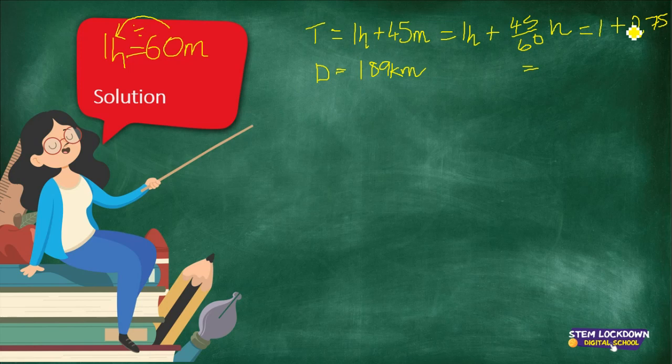Hopefully I'm not wrong, because if I'm wrong, everything will be wrong. Let me just use my calculator to make sure. I don't want to make a mistake of carrying on with an incorrect answer. So 45 divided by 60 is 0.75, so that is correct. My time, 1 plus 0.75, is 1.75. That's where you can use a calculator just in case you make a mistake, but you won't lose marks. So that's my time. My speed formula: speed is equal to distance over time. And what is my distance? Yes, correct. My distance is 189 kilometers.